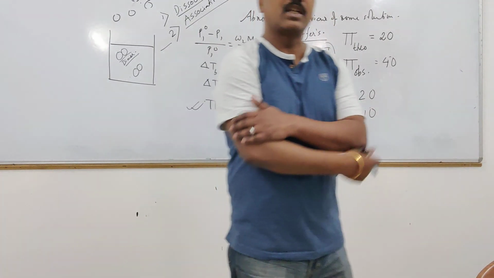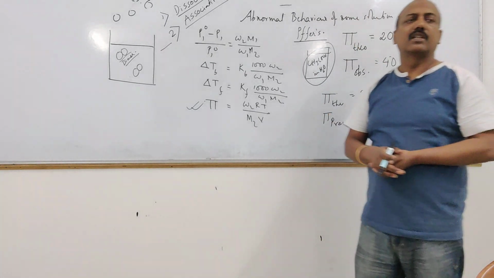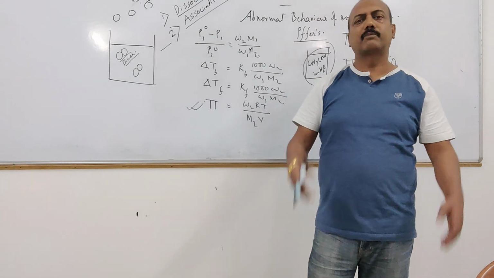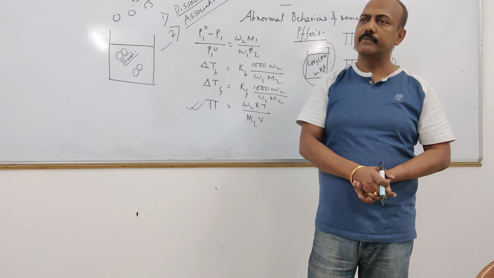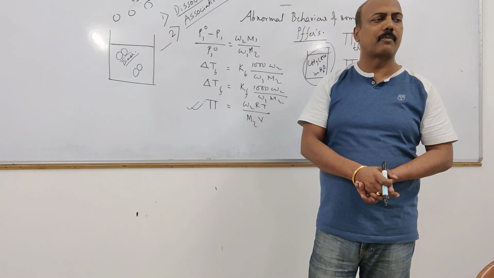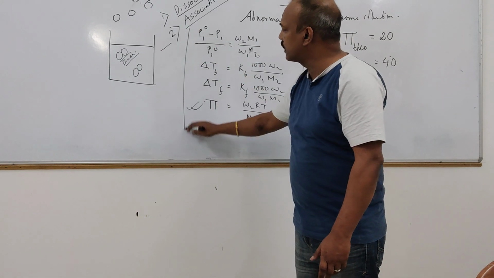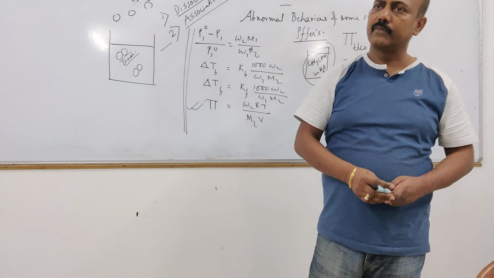That is called association. So what is the reason for the abnormal behavior? One is dissociation, one is association. If the dissociation takes place, the colligative properties value will increase, right? And if the association takes place, the colligative values will be decreased. So whatever equation we had written over here, all these equations need modification.